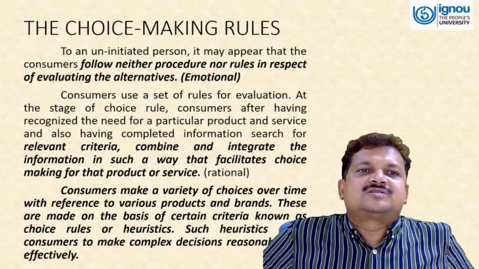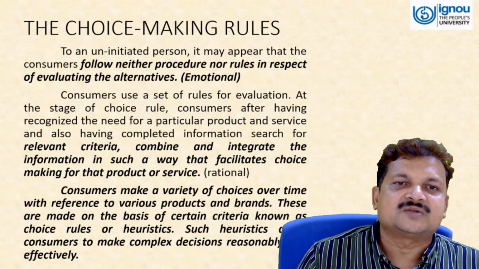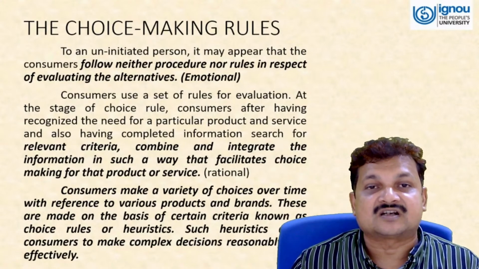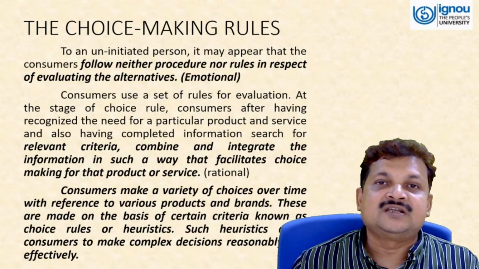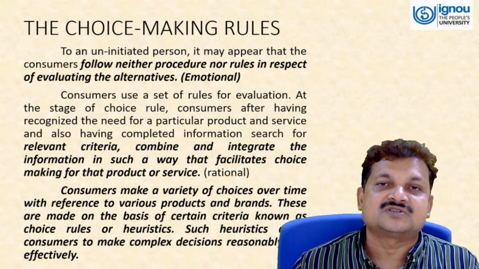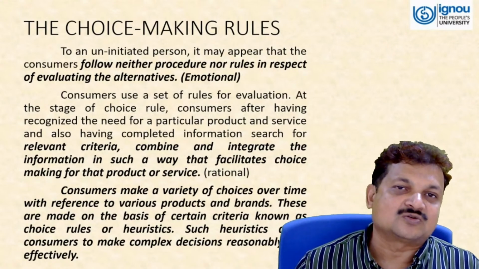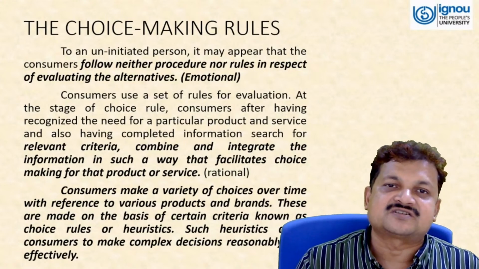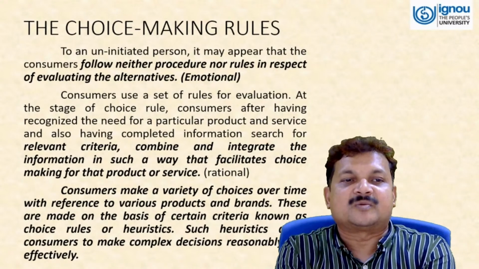Now the choice making rules. So follow neither procedures nor rules in respect of evaluating the alternatives. So sometimes some of the brands we are going to select without having the qualities and other things, because we are emotionally too much attached. Like I can say that so many years you have used the Sony TV, so many years you are using BPL TV, so many years you are using the Samsung TV. So what will happen, you are emotionally attached to the brand. So whenever you are going to purchase a new product, although you have seen that alternative brands are better, still you are selecting that particular brand only because you are emotionally attached to that particular brand.